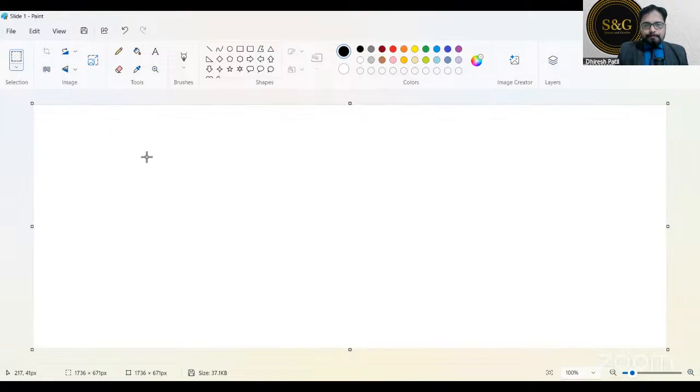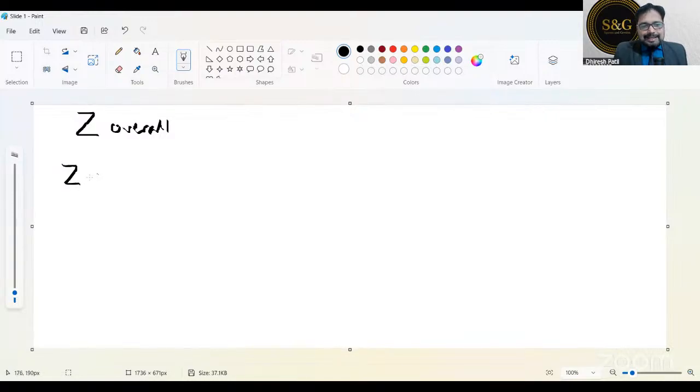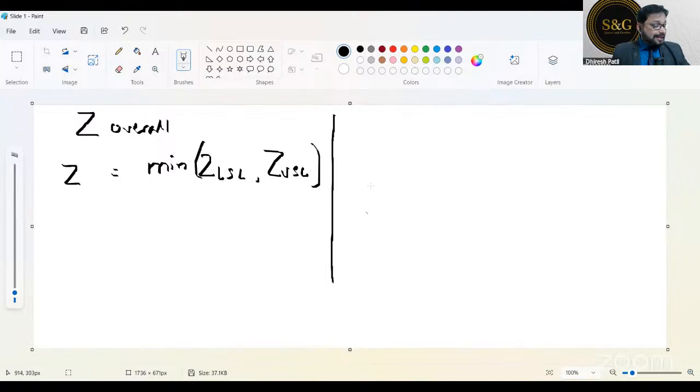Now let me just go to the first formula which I just explained. So how do we calculate the Z overall? One formula is Z equal to the minimum of Z LSL and Z USL. Okay, so this is one formula. There is a second formula as well, and that is very interesting. So we can say the Z score, the Z overall score, or the Z bench.